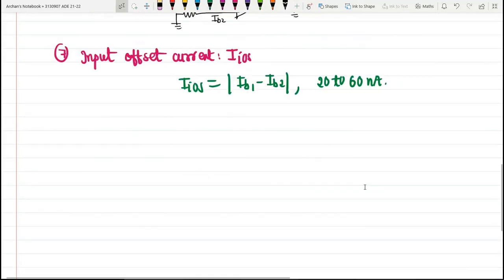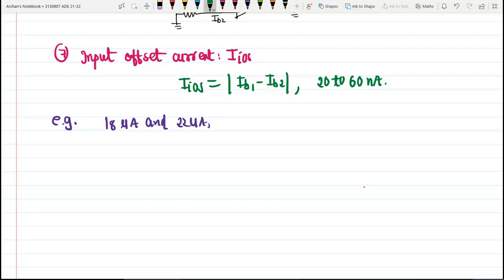Suppose, say for example, I have the base currents for the emitter coupled transistors of the differential amplifier as 18 microampere and 22 microampere. These are the two base currents. Now suppose we have to find out the input bias current and input offset current for the op-amp.